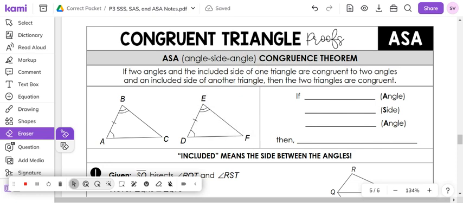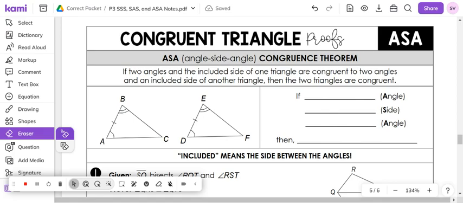Okay, guys, so now the one theorem that we're going to look at right now that's left over is angle, side, angle. So we did side, side, side, angle, side, and now this third one is angle, side, angle. So if two angles and the included side of one triangle are congruent to two angles and an included side of another triangle, then the two triangles we can say are now congruent to each other. So it's exactly how this picture looks.